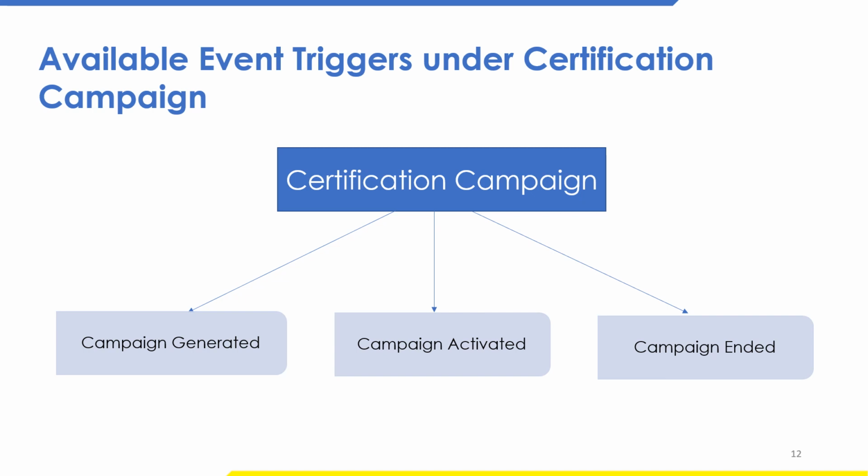The campaign activated event occurs after a campaign is activated. In the same way, the campaign ended event occurs after a campaign is completed. After completion of a campaign, we can download the campaign reports and we can review the result of the campaign.